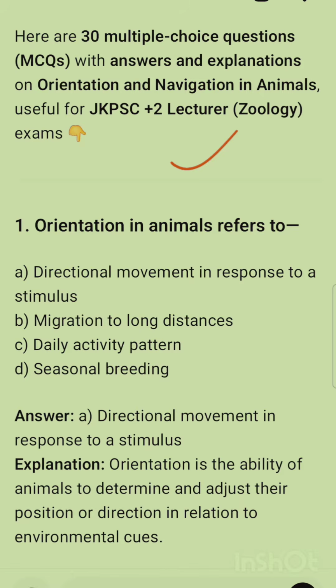So in this video we are going to discuss one more topic from animal behavior, and the topic is orientation and navigation. So let us discuss 30 MCQs, important MCQs from this topic.